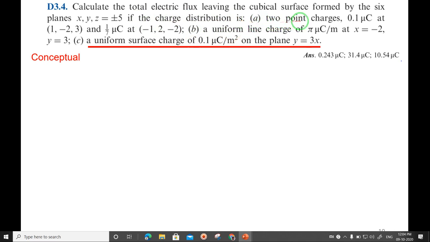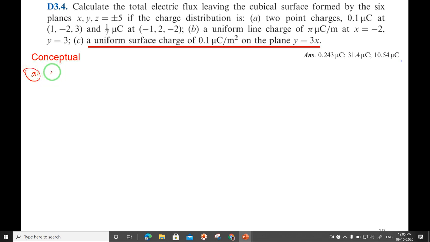Part A, 2 point charges, 0.1 microcoulomb is located at this point and 1 by 7 microcoulomb is located at this point, right? Okay, and cubical surface, whether these two charges are enclosed in the cubical surface or not. If they are enclosed, then psi is equal to q, right? That is the thing we have to calculate. So part A, I will take up.